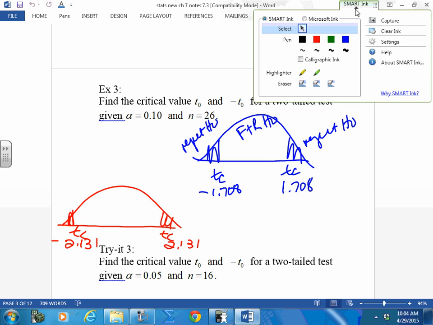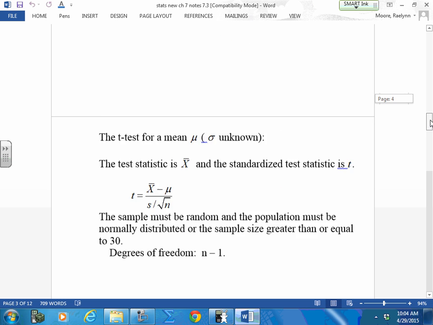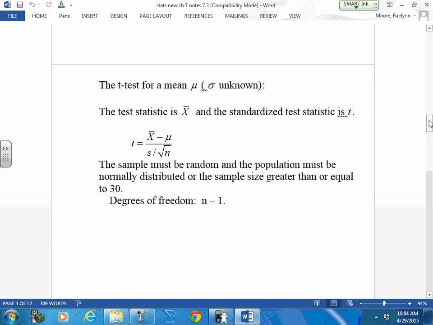Alright, so the rest of it's not going to be that different. Your test statistic looks pretty much the same, except that instead of your population standard deviation, we have your sample standard deviation, which means it's going to be given to you with your sample. If you're given a string of numbers that you have to put in your L1, you have to pull out your Sx, your sample standard deviation. But the rest of this is pretty much going to look like the same thing. Okay?